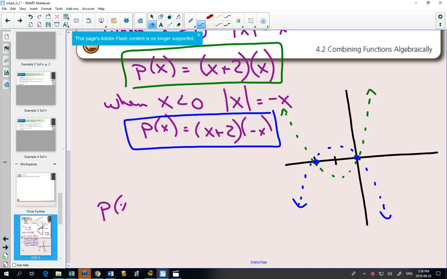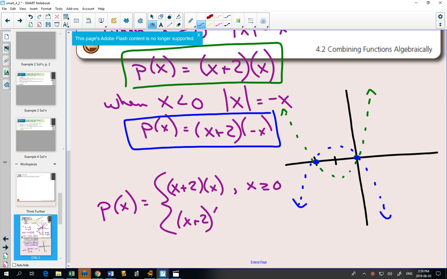in piecewise notation, has two pieces. It says it would equal x plus 2 times x when x is bigger than or equal to 0. And it would equal x plus 2 times the -x when x is less than 0. So when I think about those two parabolas, for my final graph, I'm only going to choose the x plus 2 times x when x is bigger than 0. So I pick the green graph only when x is bigger than 0. And I pick the blue graph when x is less than 0.